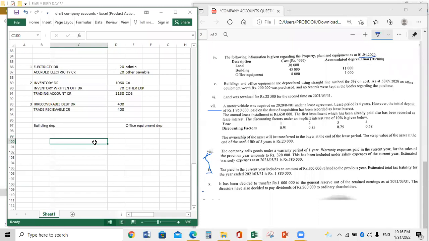Guys, when you purchase office equipment, what's the double entry? Where should you debit? They haven't recorded it, guys. That means now you have to record it. If they haven't recorded it yet, you have to record it. So they say 200 worth of purchase. They didn't record it anywhere.